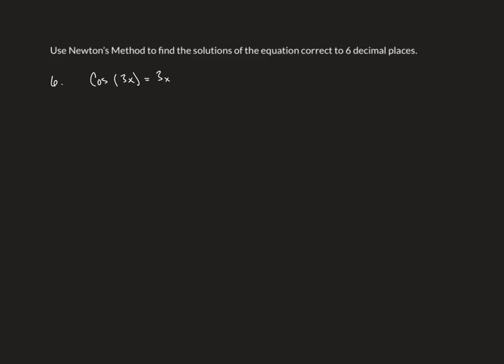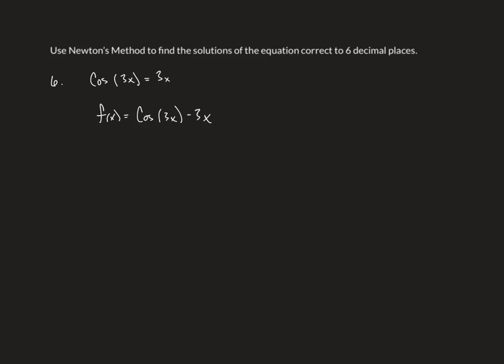So in example 6, just continuing the numbers from yesterday, we have cosine of 3x equals 3x, and we're asked to find the solution using Newton's method to 6 decimal places. So when we find solutions, what we want to do is figure out when it is that this whole equation is equal to 0 by moving the 3x to the other side. So let's say that f of x is cosine of 3x minus 3x, because now if I've moved this 3x to this side and I call this all one function, all I'm finding are roots, and we can use Newton's method to find those roots.